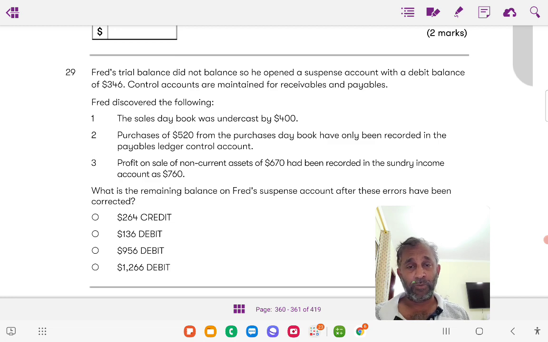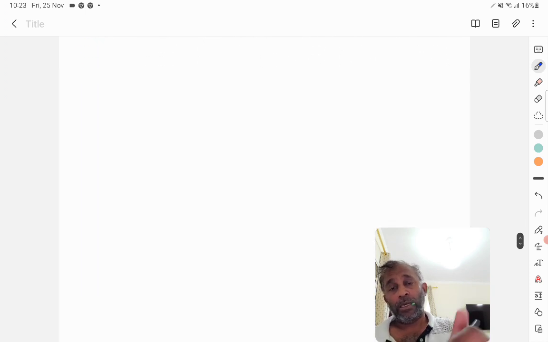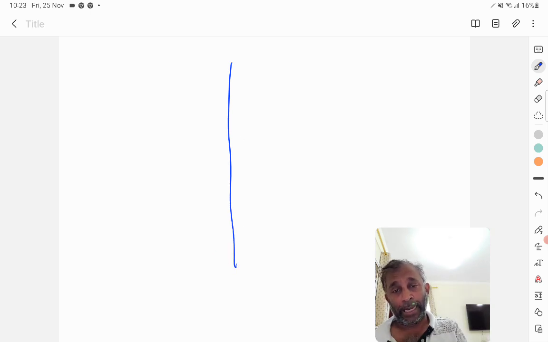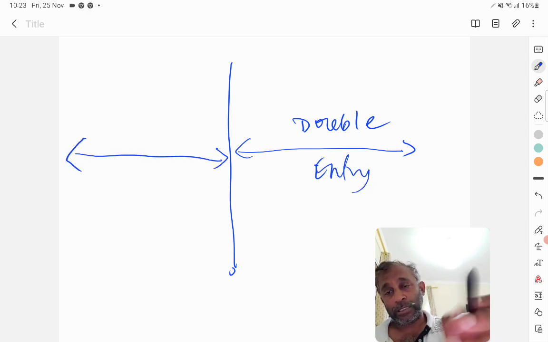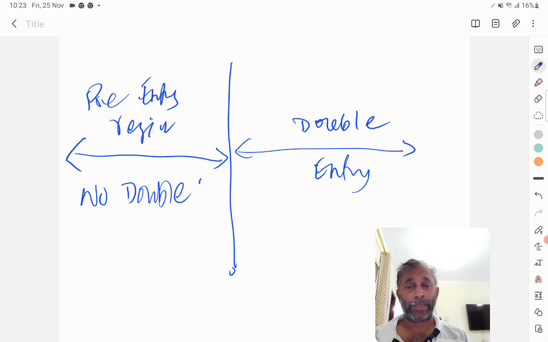First one, the sales day book was undercast. You have to clearly understand the sales day book is a document that is prior to the double entry. If I draw this line, after this checkpoint, this area is with double entry, and this area is the pre-entry region. So here there is no double entry. When you don't have double entry, then that won't have any impact on your trial balance.